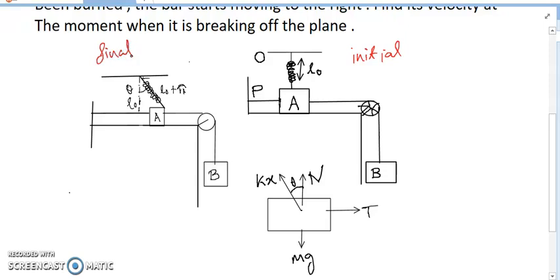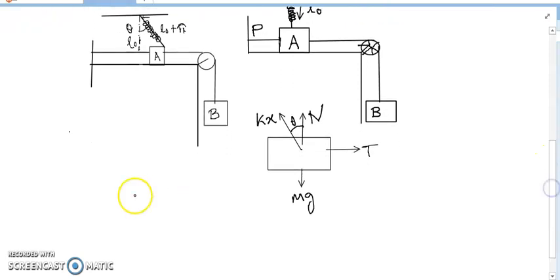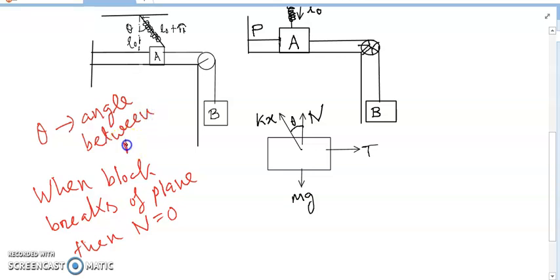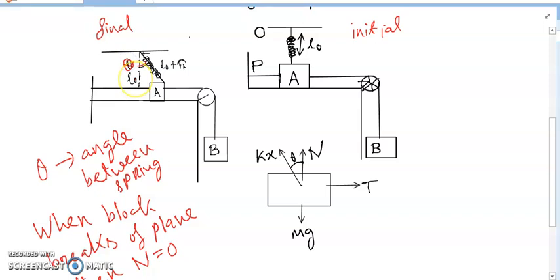Let theta be the angle between spring and vertical at the instant when block A breaks off the plane. When the block breaks off the plane, then N equals 0. And this is my theta, the angle between the spring and vertical. So I hope it is clear.